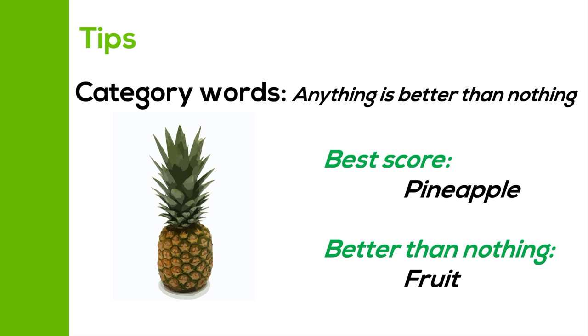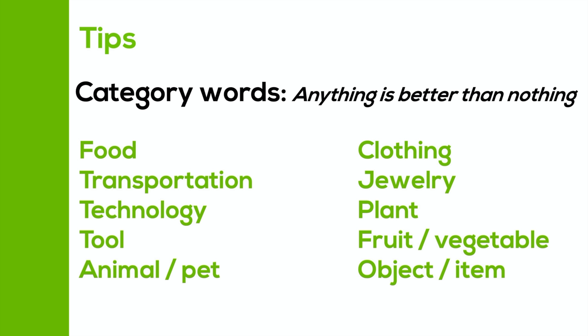Another example, the best score for this object would be pineapple, because that's exactly what this object is. But a better than nothing answer would be fruit. Of course, here, fruit is the category word. So what are some other category words you can use? Well, let's take a look. So these are some. We have food, transportation, technology, tool, animal, pet, clothing, jewelry, plant, fruit, vegetable, object, or item.